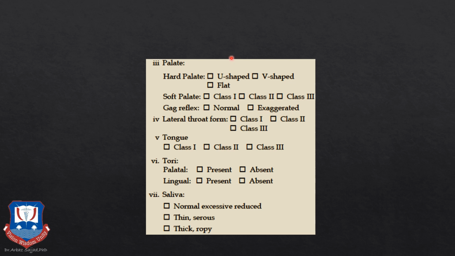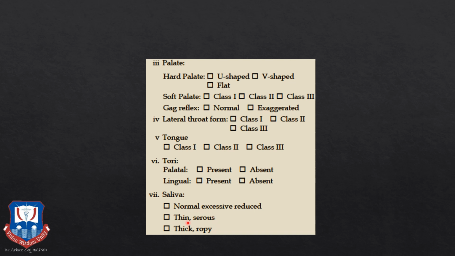So examination of the palate, as I mentioned, involves the examination of the hard palate, the soft palate, the gag reflex, and then we have the examination of the lateral throat form, the tongue, any tori, and the last is the salivary flow. Whether the patient has excessive or reduced salivary flow or no salivary flow, as in xerostomia, what is the quality of the saliva, whether it is thin and serous or it is thick and ropey.